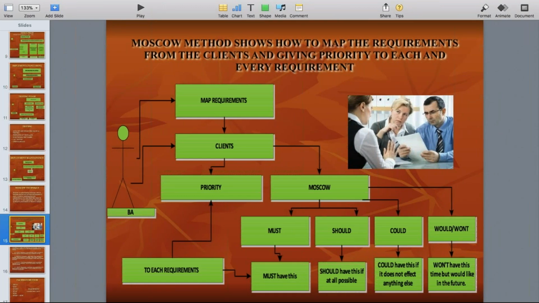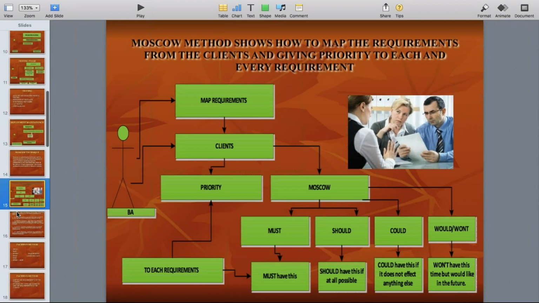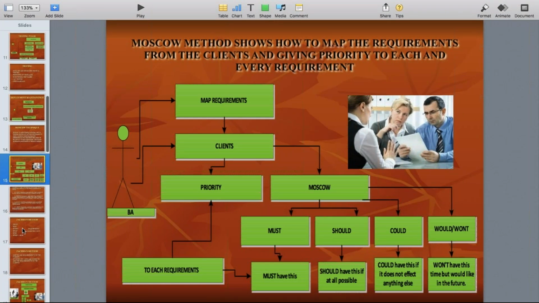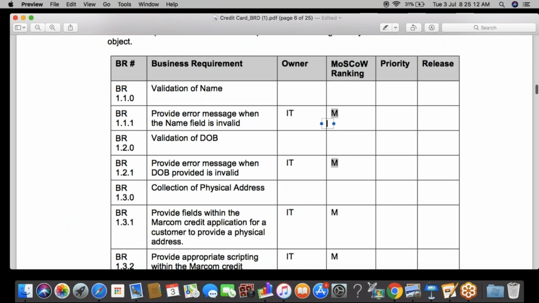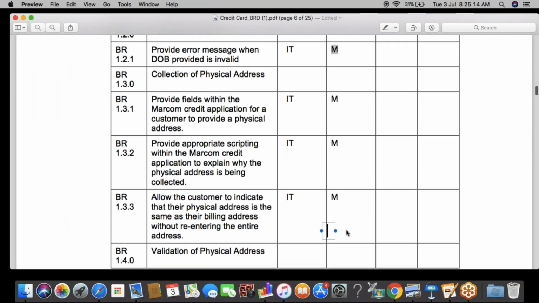This is the MoSCoW technique. It is one technique we follow when, as a business analyst, you are not very sure about the requirements and their priority, which requirement has to come first. Then when you share this information, the technical team will design all the must requirements first, then only they will design the should requirements next.